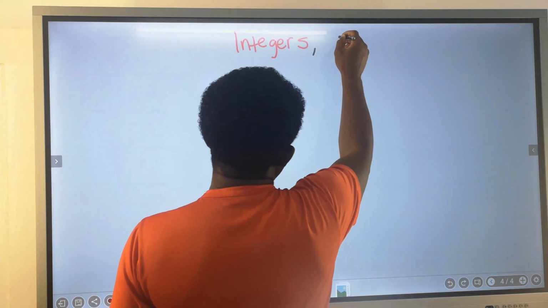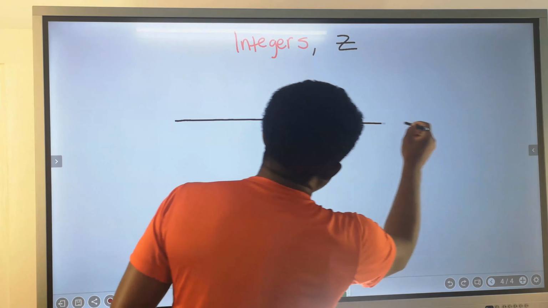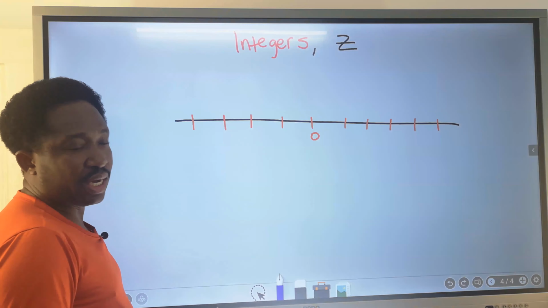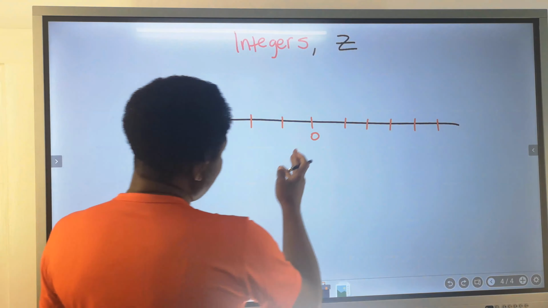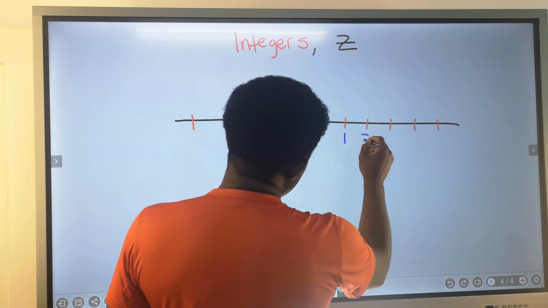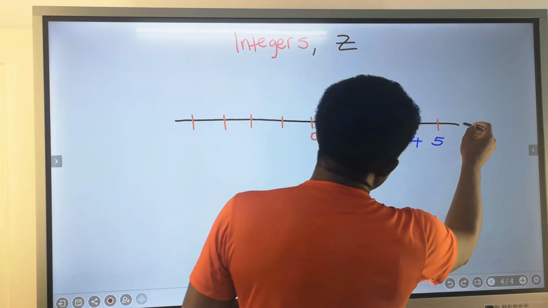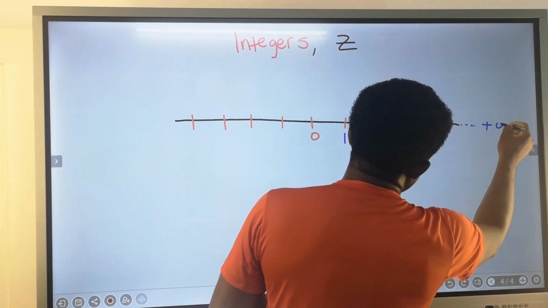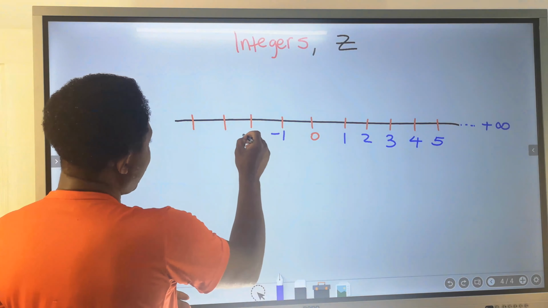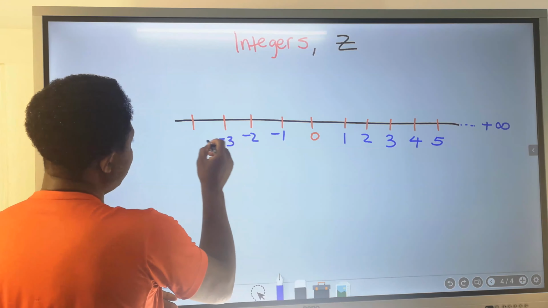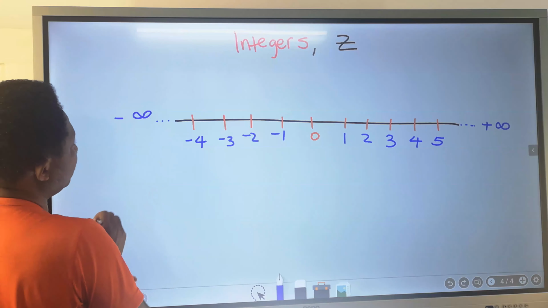Integers are usually represented with the capital letter Z. Let's consider the number line. Integers consider everything on the number line: 0, 1, 2, 3, 4, 5, and it continues towards positive infinity. Also, it considers -1, -2, -3, -4 towards negative infinity.